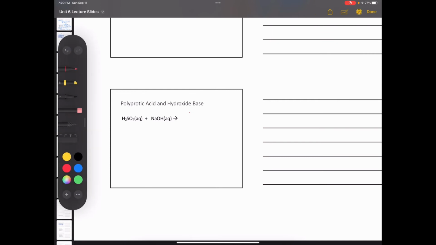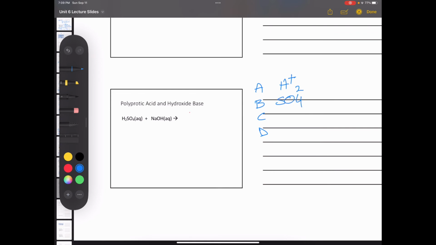So let's do that together. So let's do our A, B, C, and D. When it comes to my A in my reactant, which is the H2SO4, that is the proton. The B will be the sulfate, which is the SO4 2 negative.